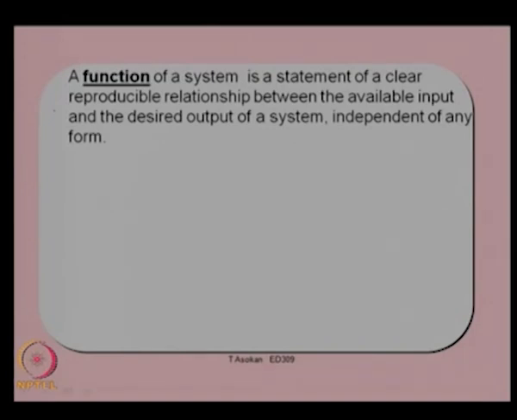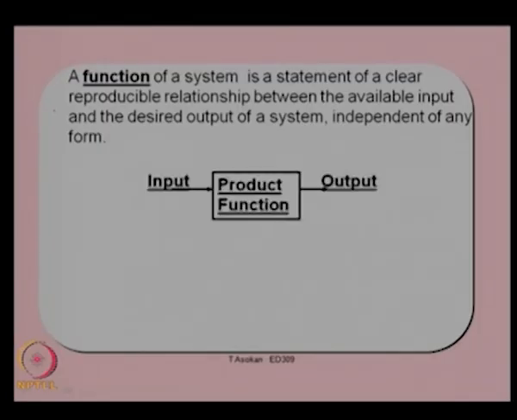And then a function, we already described this function. A function of a system is a statement of clear reproducible relationship, where you can consider it as a block where the input is coming in and then the output is going out. So, the relationship between this input and output is the product function.